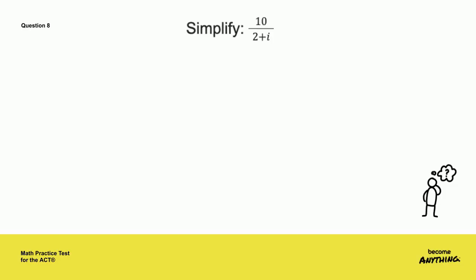Question 8. Simplify 10 over 2 plus i. A. 3 over 2 plus 3 over i. B. 10 over 3 plus 5 over 2i. C. 4 minus 2i. D. 4 plus 2i.